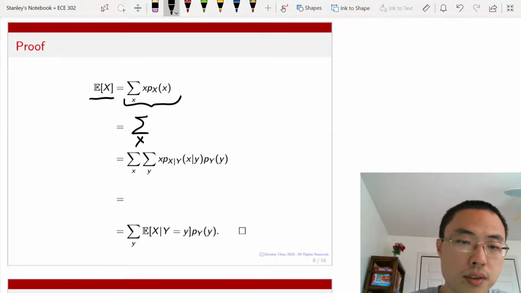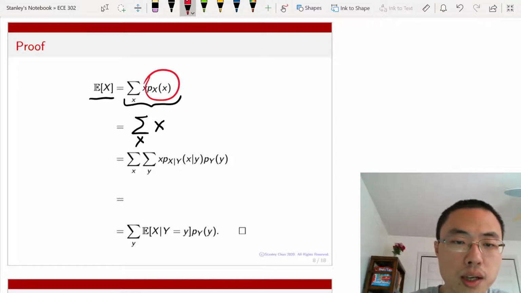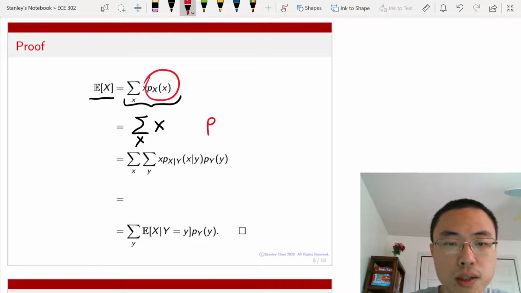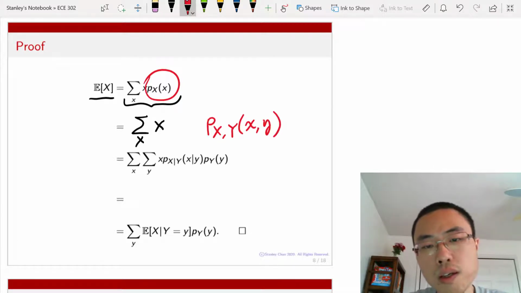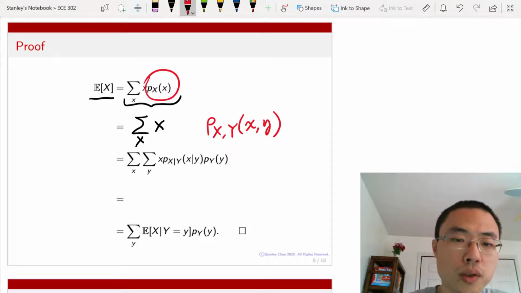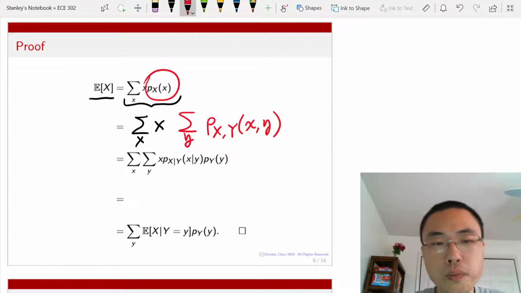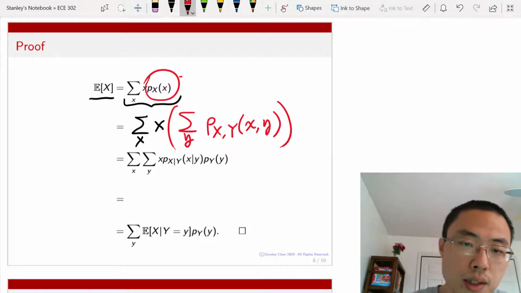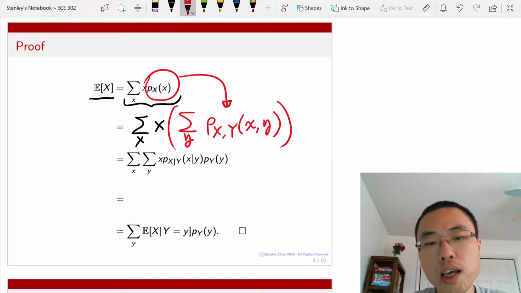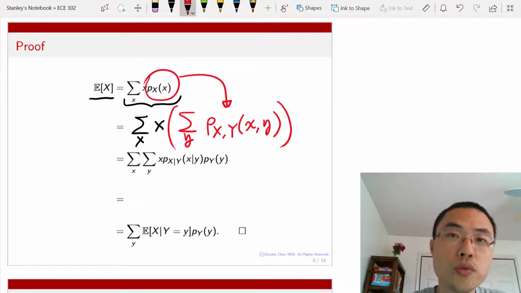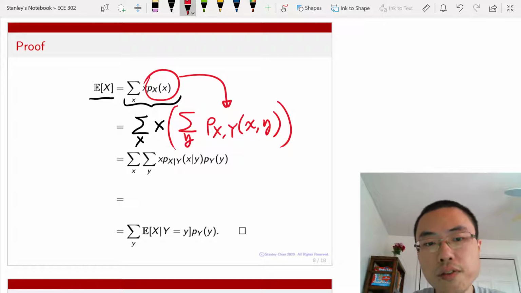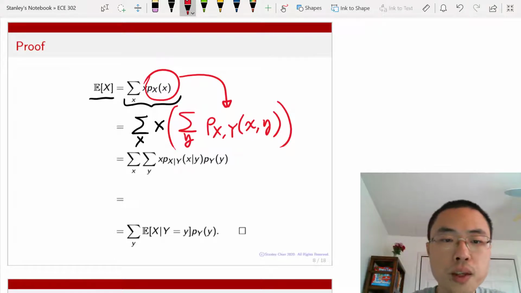Let me keep the x here, but I want to write this p_X as a p_Y. Let's say I have p_{X,Y}(x,y). If I start with the joint distribution, what can I do in order to get p_X? Well, I can sum over all the y's. So now you can see that this is the same as the sum over all the possible y's. This is the marginal PMF. This is the joint PMF.